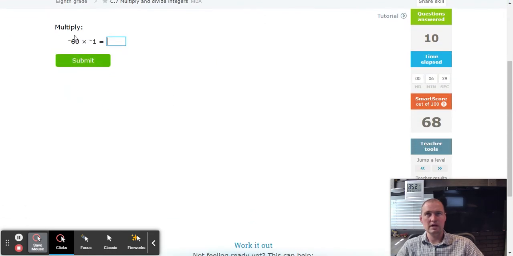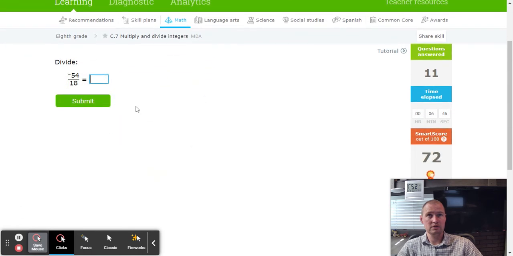All right. It looks kind of complicated. We have a large number, 60, but times 1. But wait a minute. 60 times 1 is still 60 because 1 doesn't change the result. Now, what we've got to do is be careful because we have a negative times a negative. And a negative times a negative is a positive. So 60 will be the right answer here.